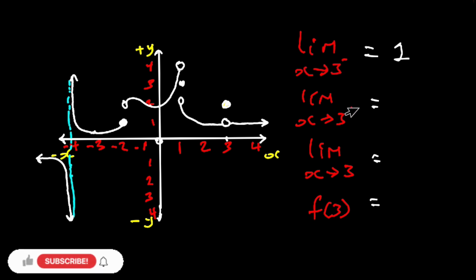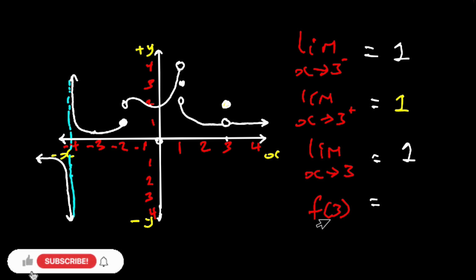What about from the right? What do you think? Okay, we follow the same curve, and then we meet the point of discontinuity, which is this hole, and it is still corresponding to 1. So the limit as x approaches 3 from the right is equal to 1. Now, since these two answers are the same, then the limit exists, and it is equal to 1. The limit as x approaches 3 is equal to 1.